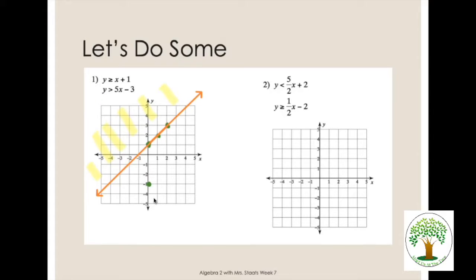I'm going up how much and over how much? Up 5, over 1. 1, 2, 3, 4, 5, over 1. Right there. And is this line going to be dotted or solid? Dotted. All right. Am I shading the dotted line up or down? Up. Which means this direction, correct?